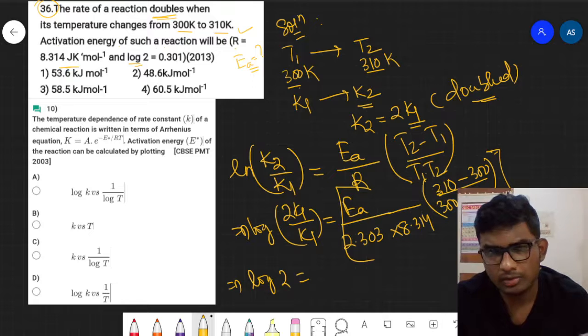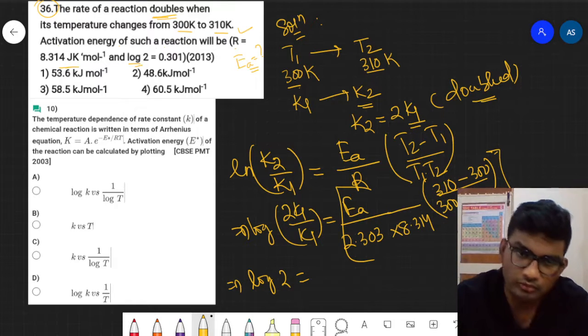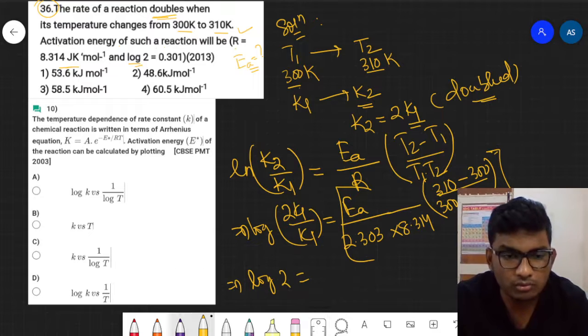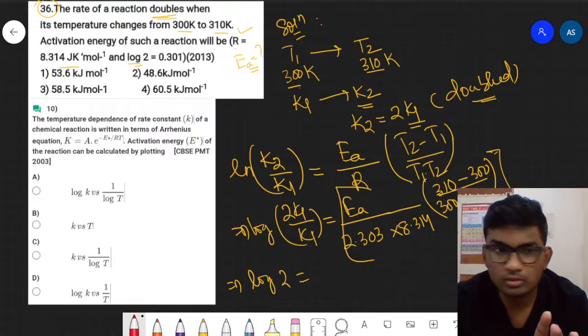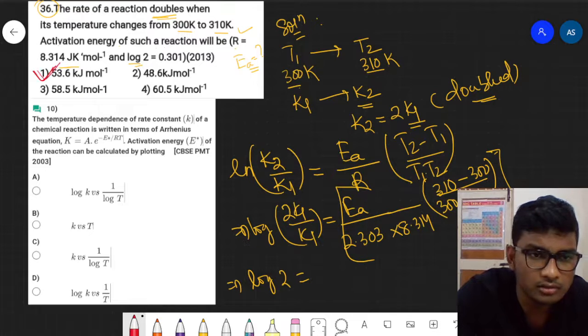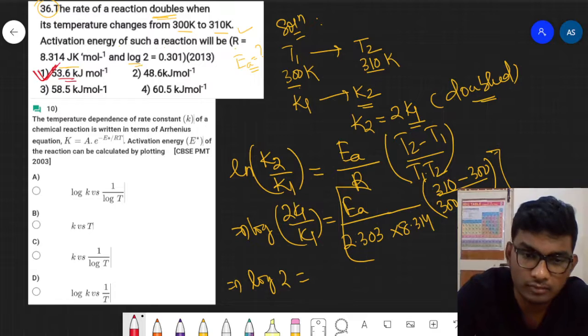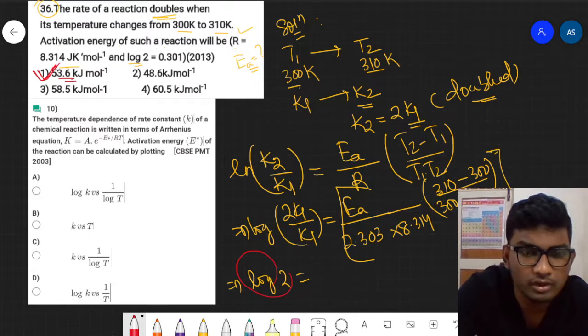I'm not going to do this calculation because I'm not going to write that exam. You have to do it, and I'm also telling you the answer. What was the answer? Yes, this one is the answer. Try to solve it, just put the value of log 2 here.